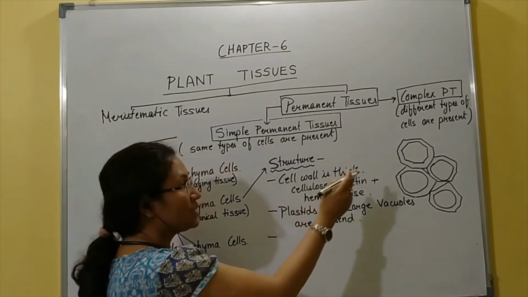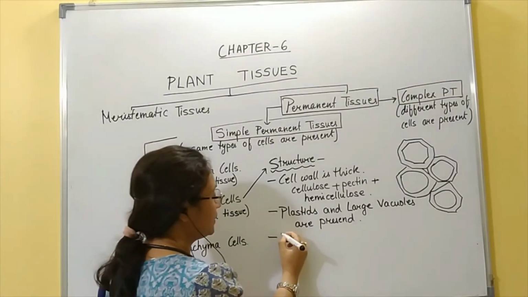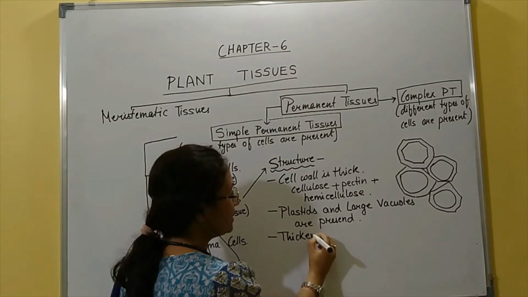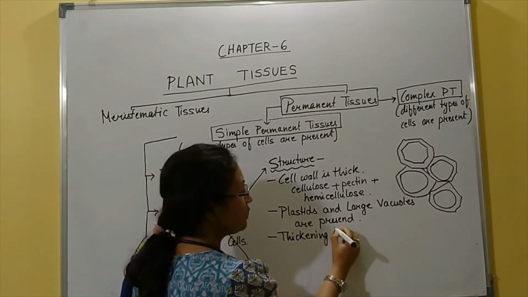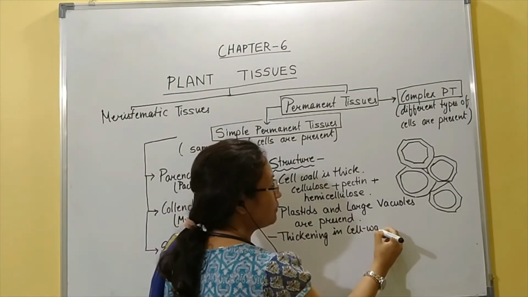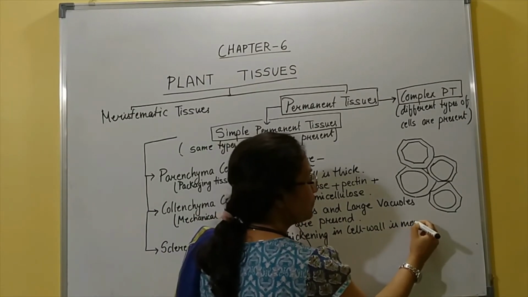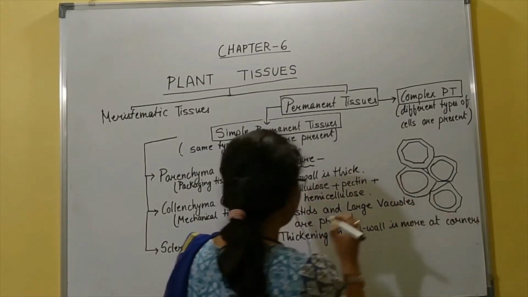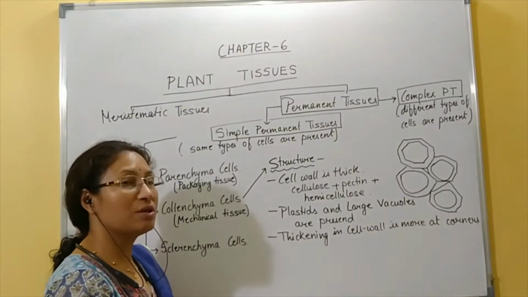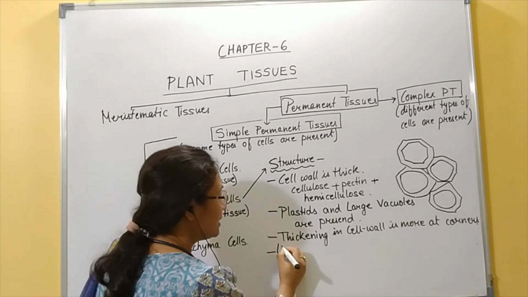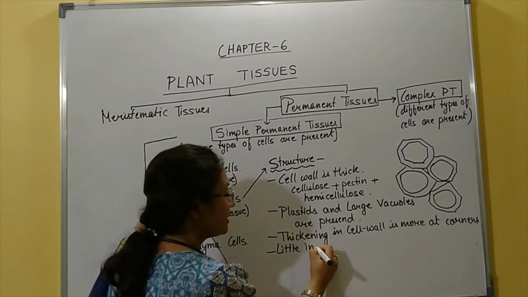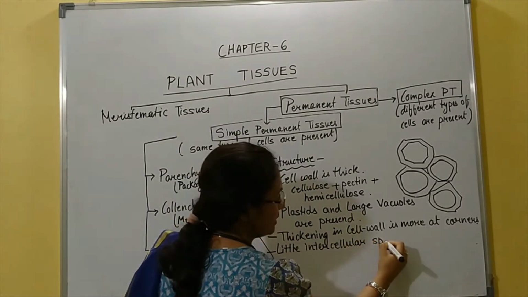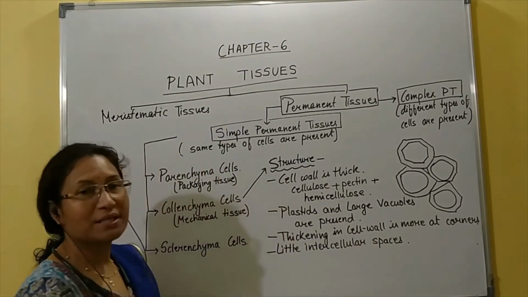And the thickening of the cell wall is more towards the corner. So this is important to mention. Thickening in cell wall is more at corners. Alright, then intercellular spaces little. So little intercellular spaces. Now what is the function?